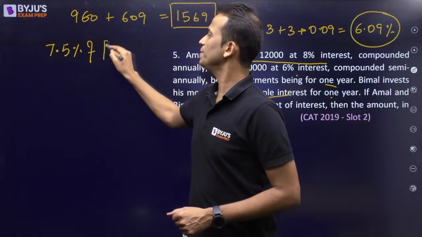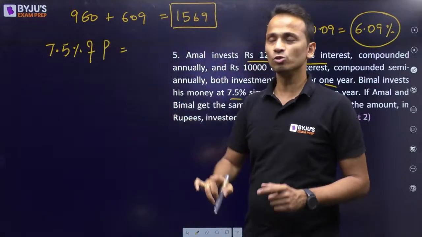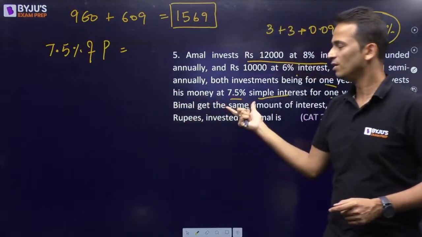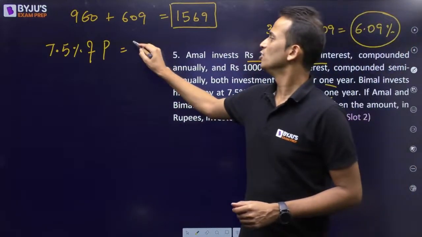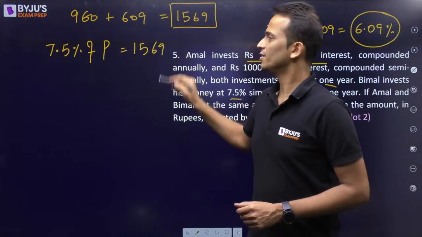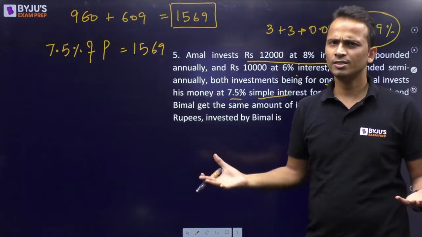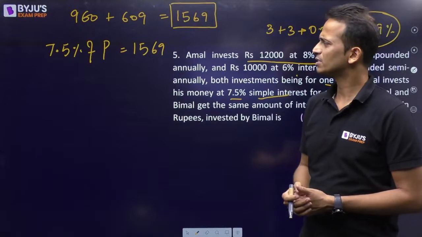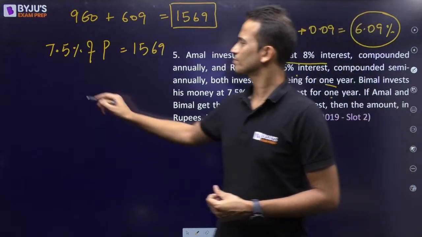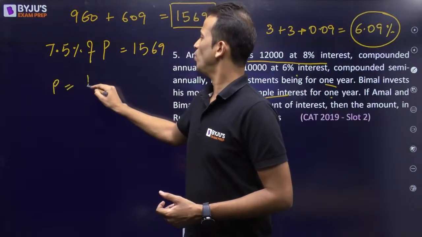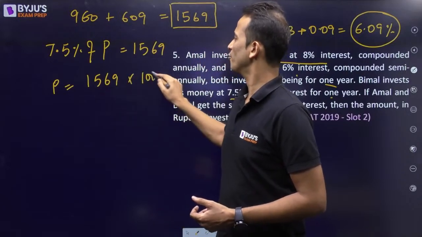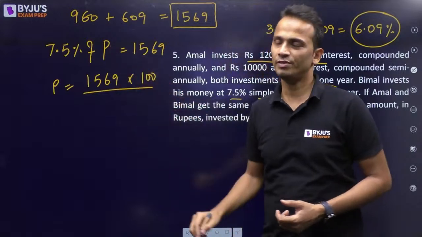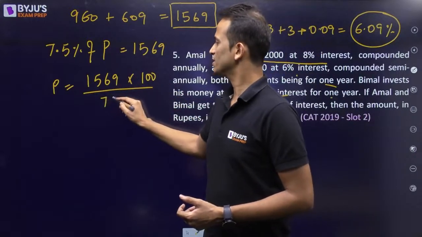7.5% of P is equal to the interest earned by Bimal, and this is equal to the interest earned by Amal, which is 1569. It's an equation, you can easily calculate. So principal will be 1569 multiplied by 100 divided by 7.5.